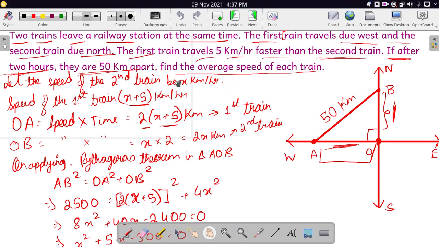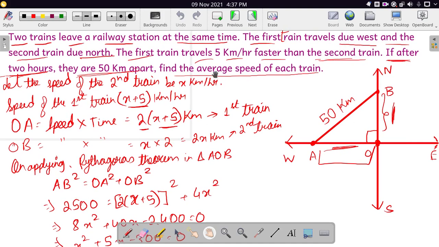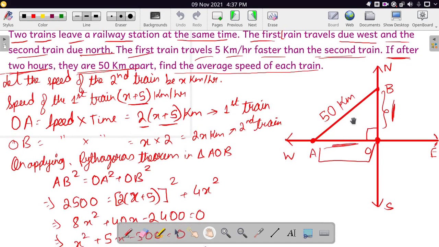And whenever you see that the question says it travels due west, travels due north, always draw the diagram. The diagram is very important. Probably if you do not draw the diagram in the exam, the teacher would not cut marks. But if you draw the diagram, you will be able to solve the question pretty easily, because you can imagine the entire thing in front of you.